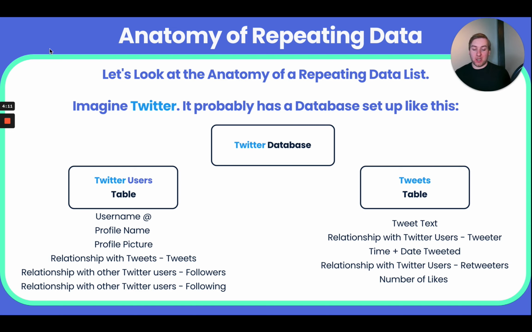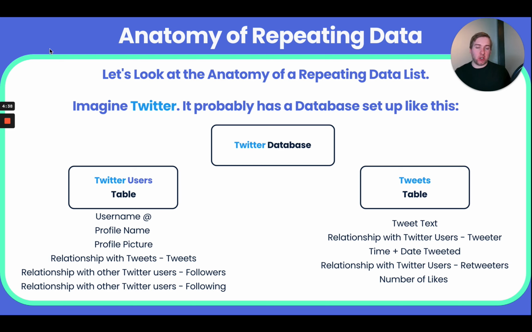So within our Twitter database, we're going to have a Twitter users table and a tweets table. Now under Twitter users, we're going to have the username. As you probably have seen, everybody on Twitter's username begins with @. So on Twitter I am @Niall, @ being the little email-style sign. So you're going to have a username, a profile name, and a profile picture. The username and profile name are going to be text, and the profile picture is going to be an image.